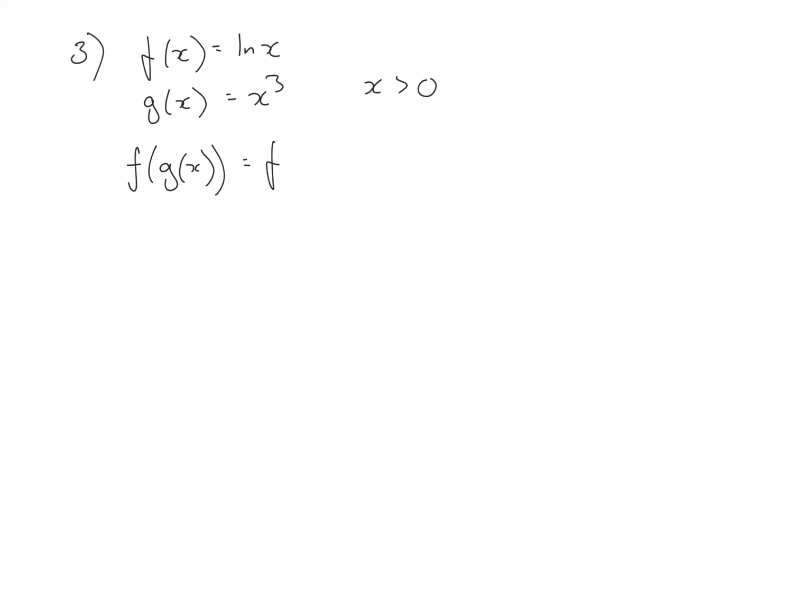Question 3. f of x equals ln x and g of x equals x cubed when x is bigger than 0. f of g of x equals f of x cubed equals ln x cubed, which equals 3 ln x.